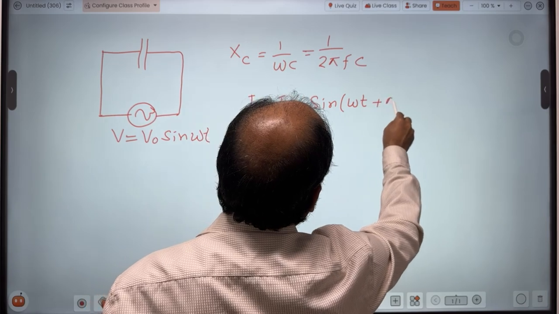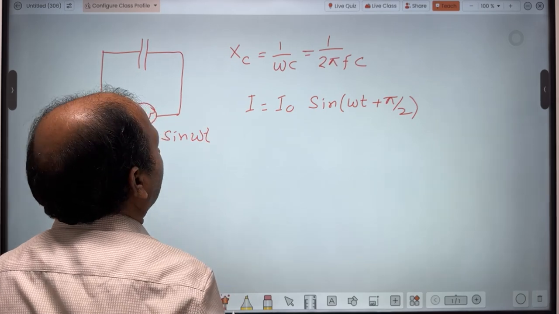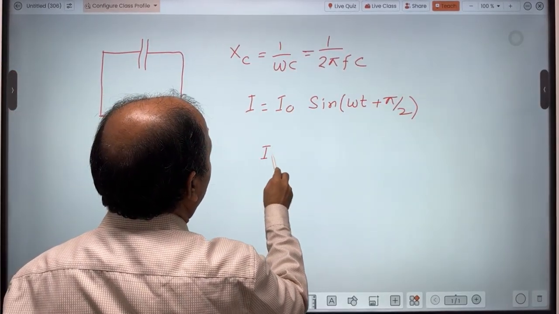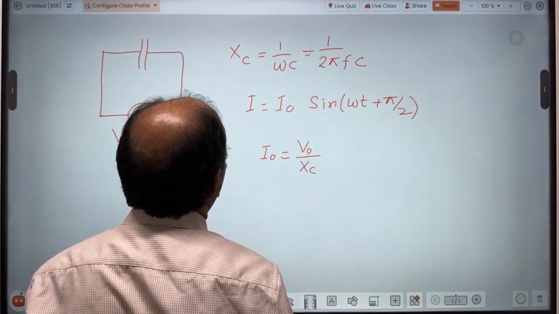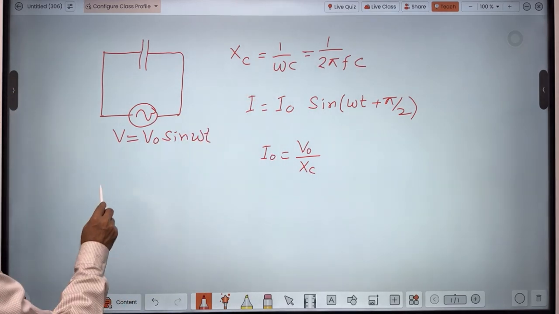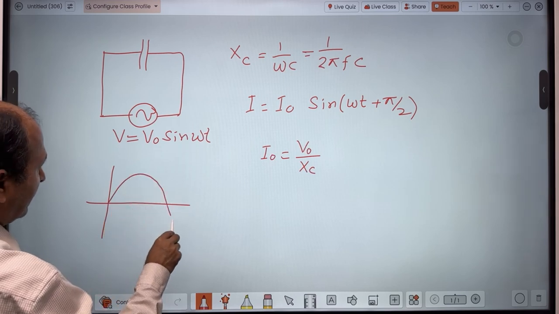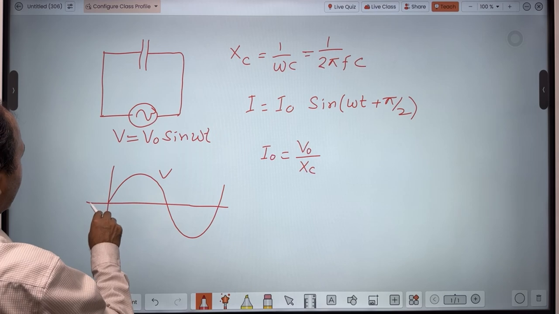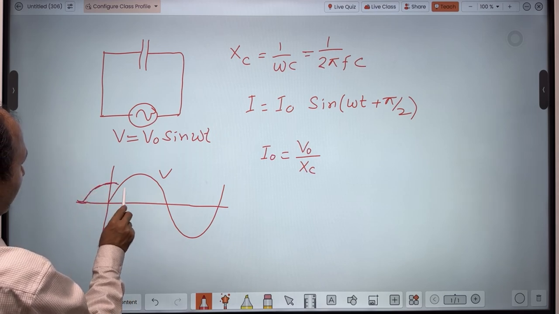And here if we find current, so I equal to I0 sine omega t plus pi by 2. So here we say that current leads voltage by pi by 2, and I0 will be equal to V0 divided by XC, right? Where XC is this much. And if we plot a graph, so graph will look like this. This is voltage and current will lead it by pi by 2. So current will start like this.